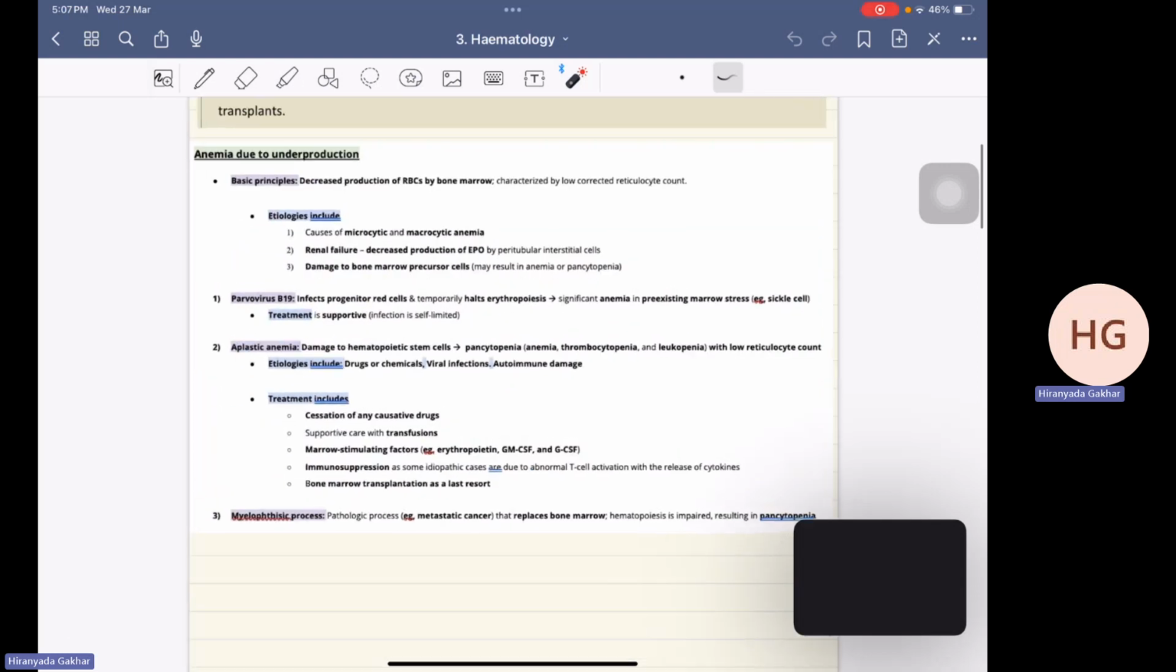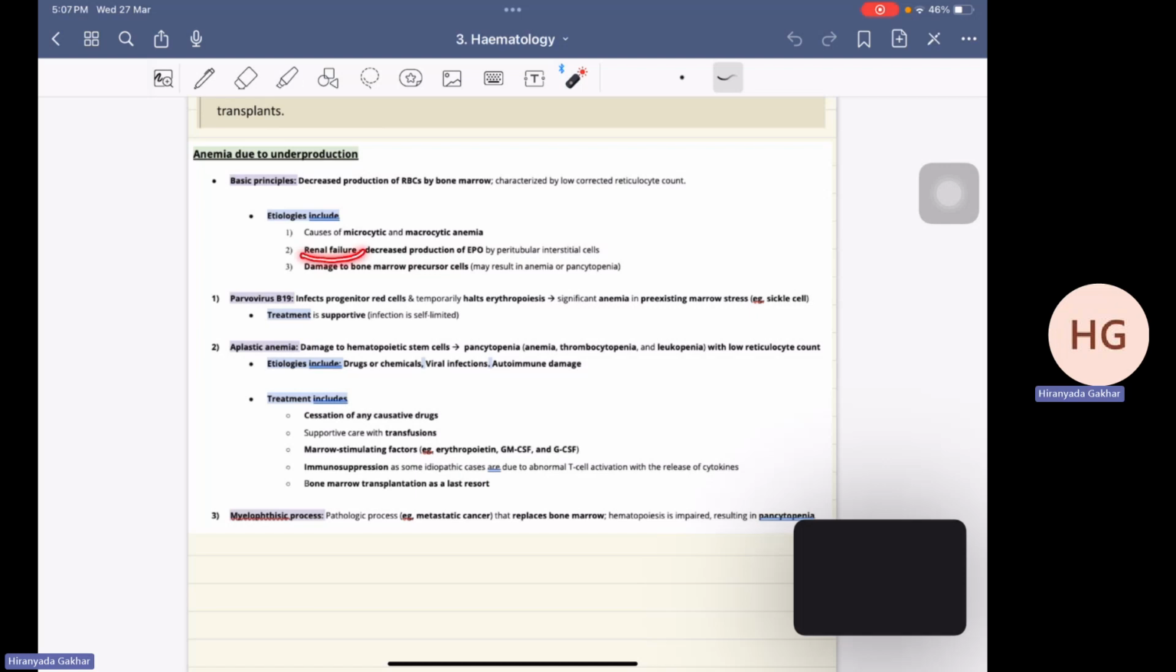So, a quick look at the anemia due to underproduction. Again, what is the basic principle? The basic principle is that there is decreased production of RBCs in the bone marrow because there is destruction of the hematopoietic stem cells. This is also characterized by a low corrected reticulocyte count. The etiologies can include the macrocytic and the microcytic anemia, which are due to multiple other causes.